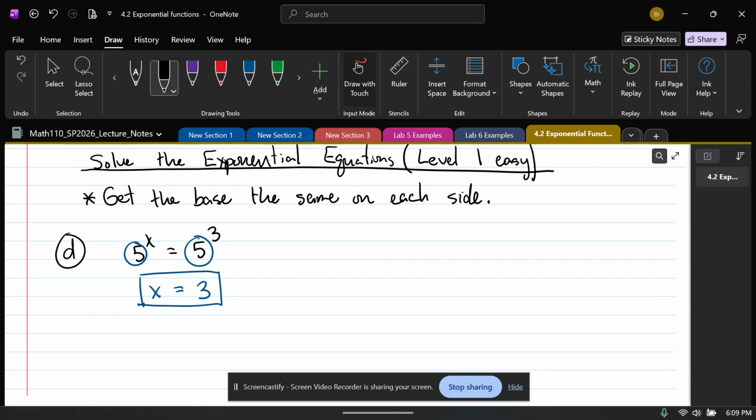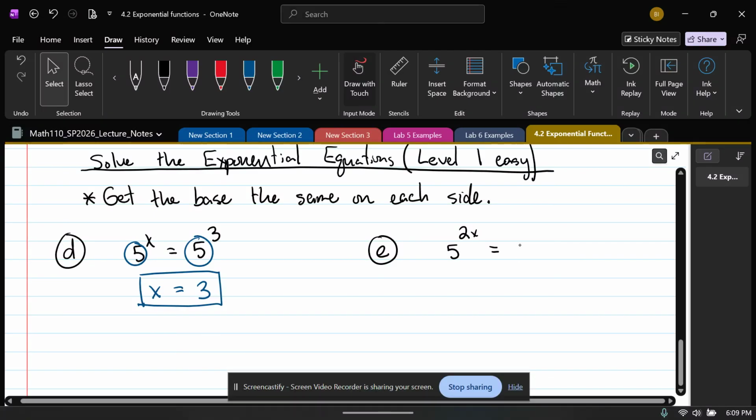That's almost too simple to really learn anything from. So let's get one where we got to learn something here. So let's go to example E, where we maybe have 5 to the 2x equals 125.